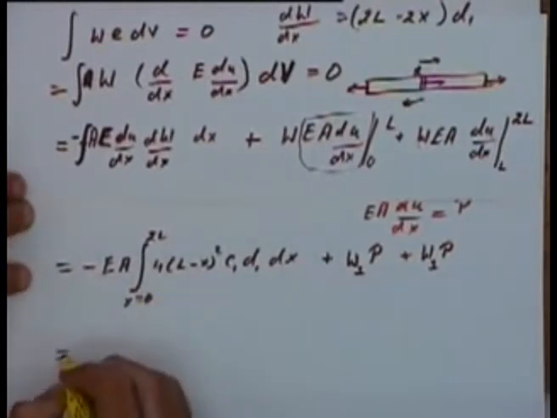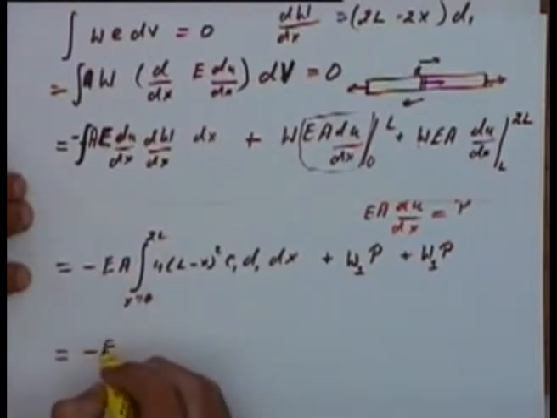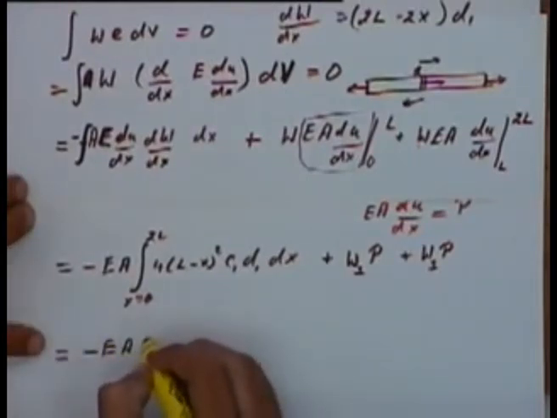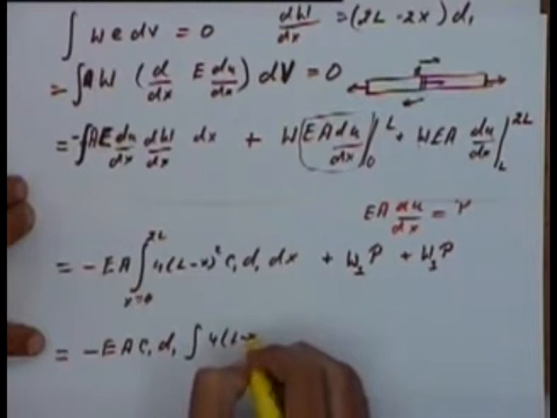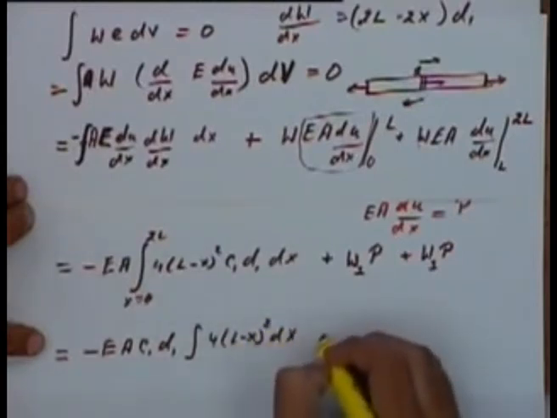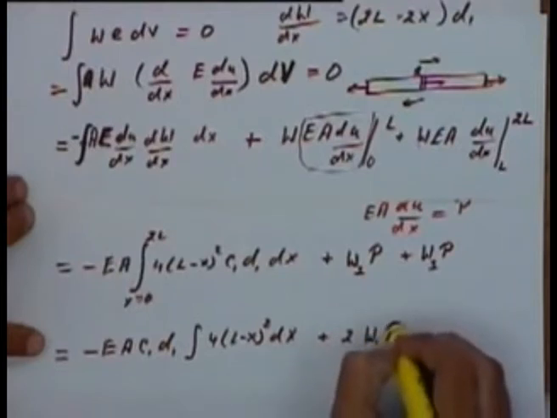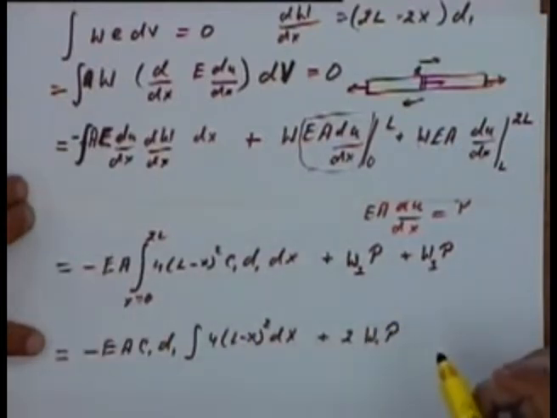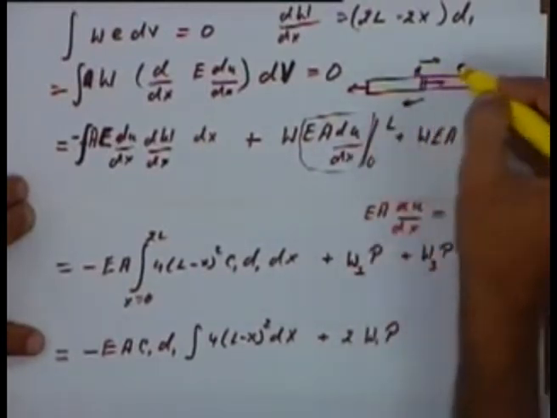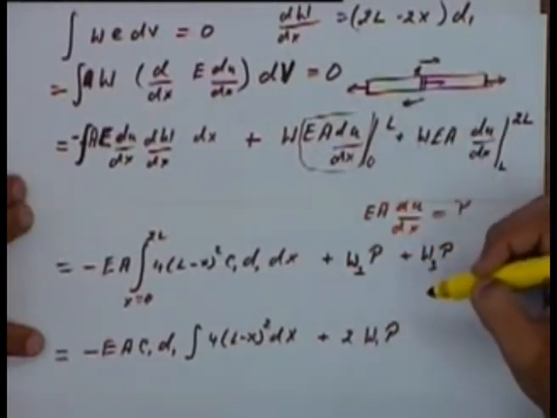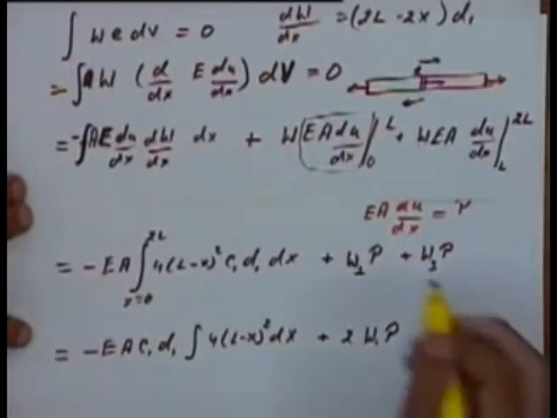Okay, so this will simplify to minus EA C1 D1 integral of 4 into (L minus x) whole square dx plus 2 times W1 P. How is it coming positive in the second case? Okay, the direction of the normals are different. As a result of that, a minus sign will come into it. You can do your detailed steps and you will find this out. The surface normals are in opposite directions. So if you take care of that, you will get both the terms to be positive. That is basically because of the discontinuity.